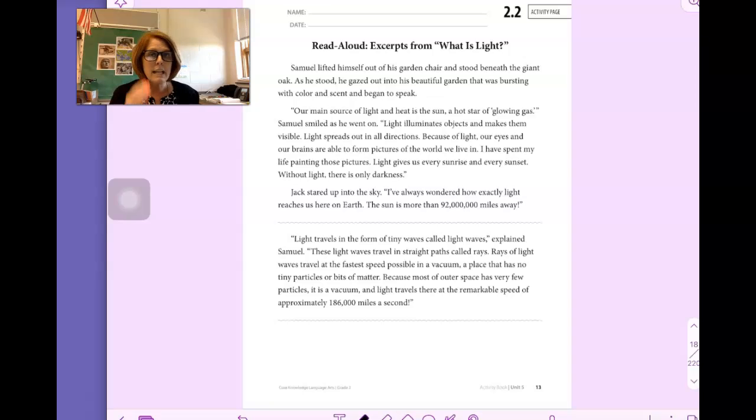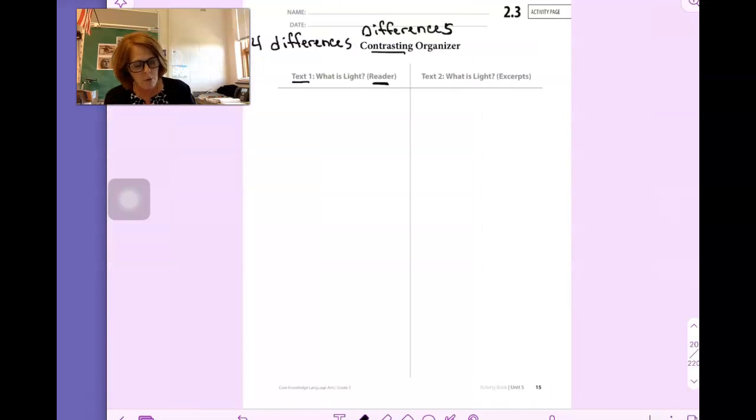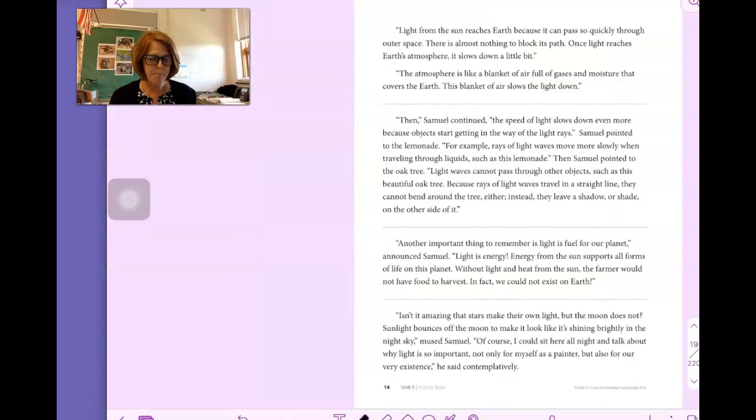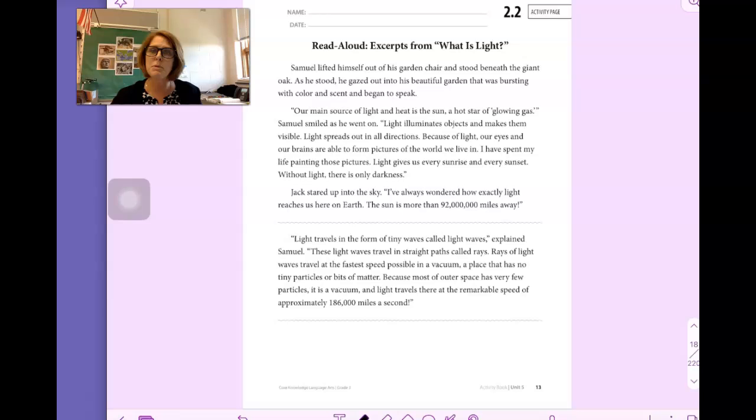And as I'm reading, if something strikes you as, oh, I don't think it was like that in chapter 1, I want you to write it down. So you should have 4 bullet points going down here showing how it was in text 1 and how it was in text 2. And then you're going to submit activity book 2.3, okay? So let me read the excerpts from the read aloud.